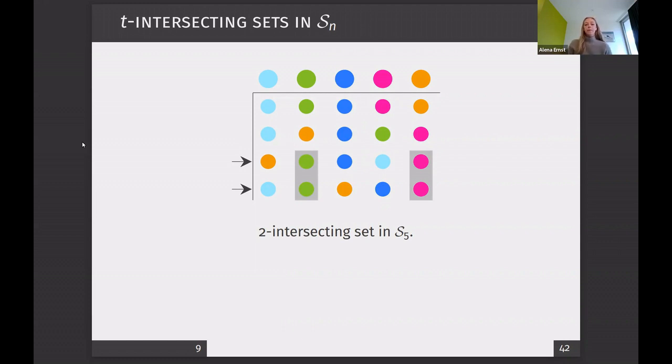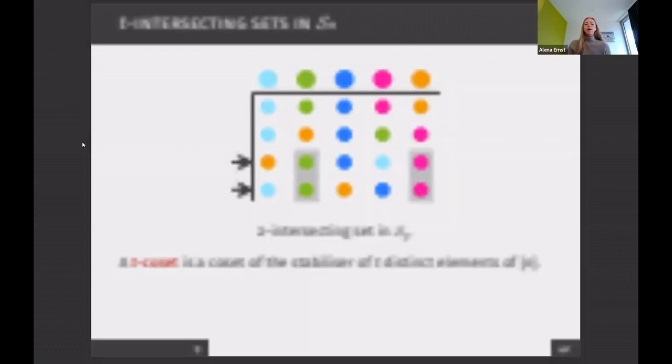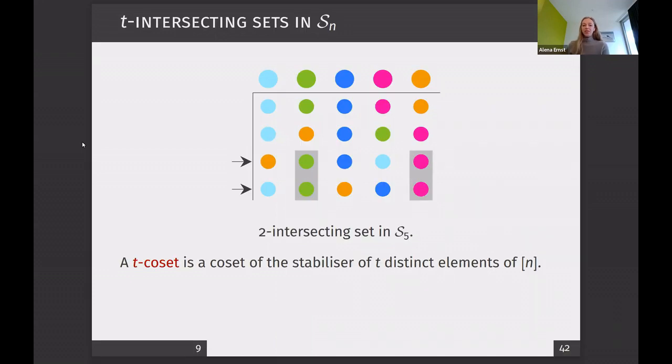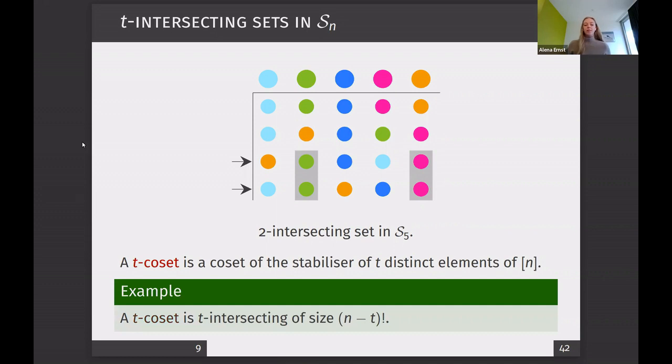Okay, and in the following, I would call any coset of the stabilizer of t distinct elements a t coset, and they give us the trivial examples, namely any t coset is a t-intersecting set, and its size is given by (n-t) factorial. Now, knowing the result for the one-intersecting sets may raise the question whether this gives us again an upper bound on the size of t-intersecting sets.